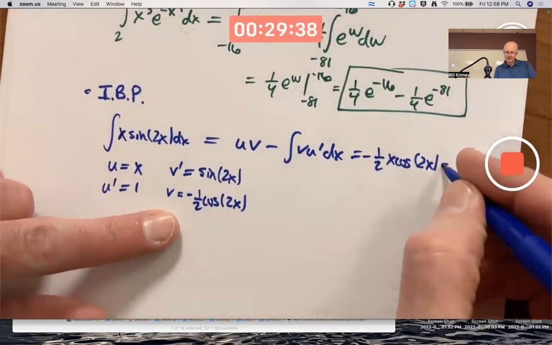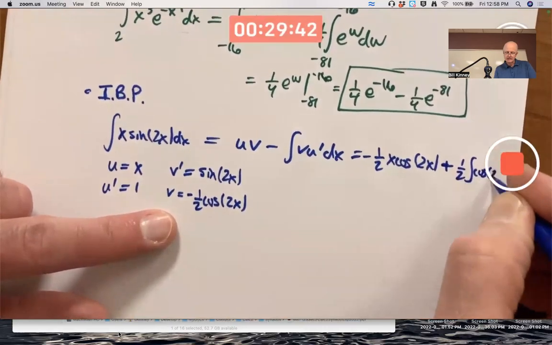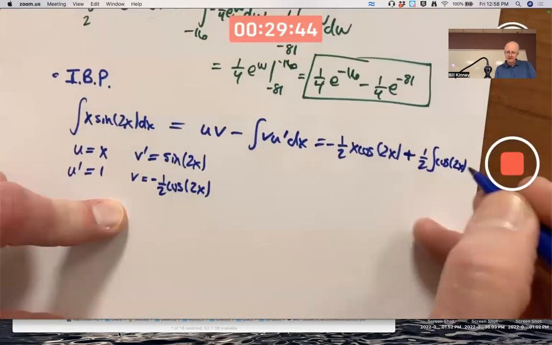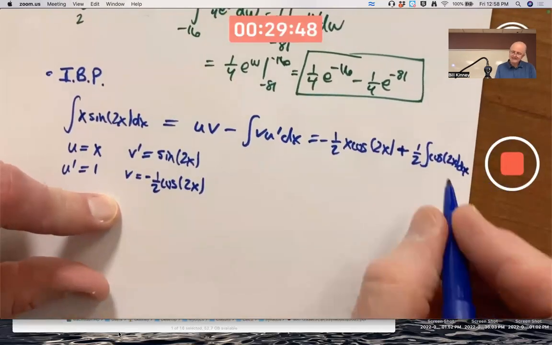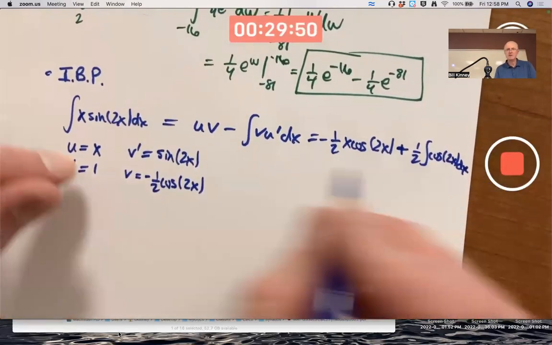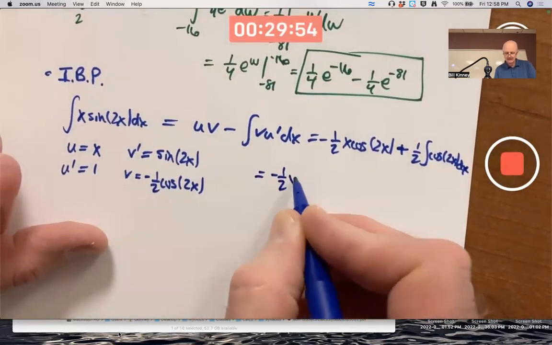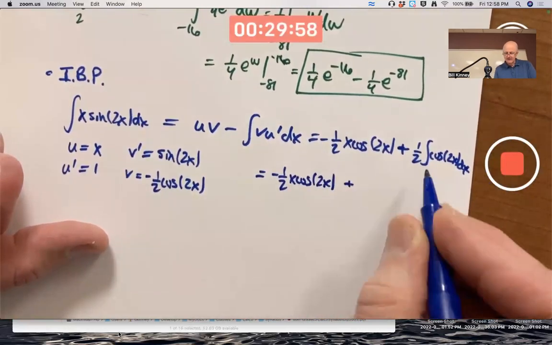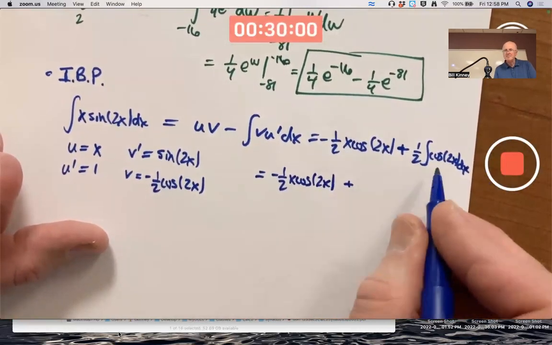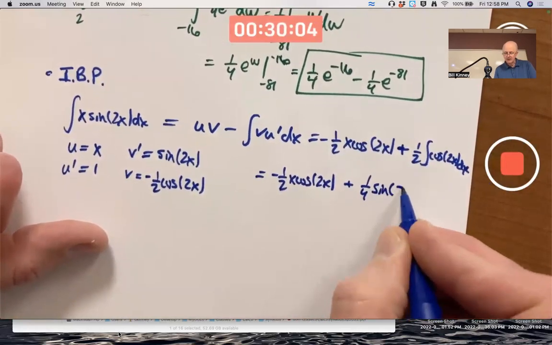Two minus signs will make a plus. The 1/2 can come on front. And you're hoping that's an easier integral to do than the original, and it is. And you'll get, in the end here, plus 1/4 sine 2x. Don't forget your plus c.